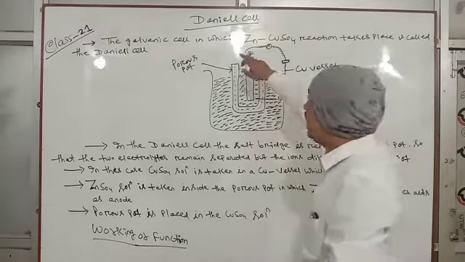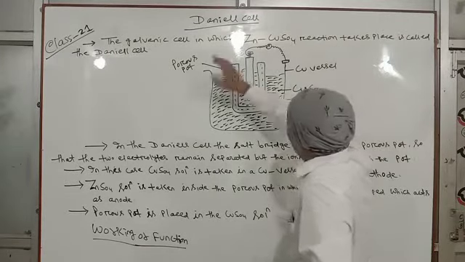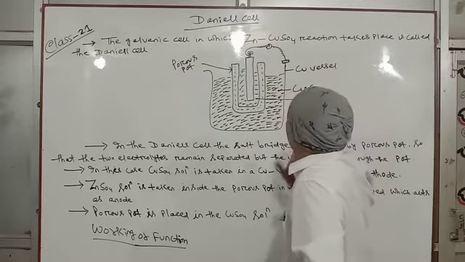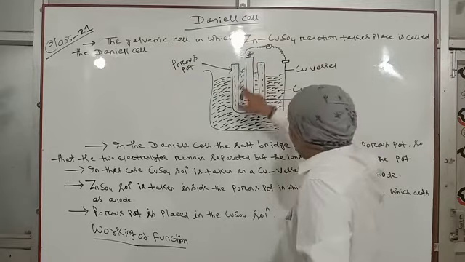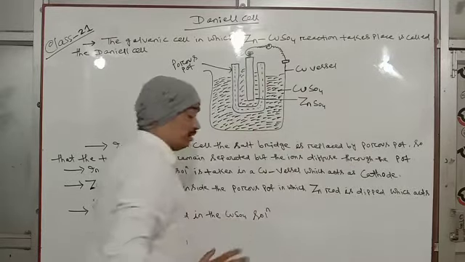Look, the galvanic cell in which the zinc copper sulfate reaction takes place is called the Daniel cell. The difference between the Daniel cell and the galvanic cell is that in the Daniel cell the salt bridge is replaced by a porous pot.